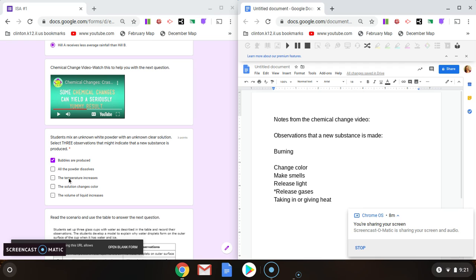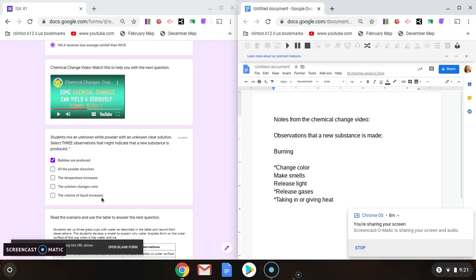And then the temperature increases. So that's something that we have on our list here, taking in or giving heat. So if the temperature increases, that means it's taking in or giving. And then the solution changes color. Well, right over here, we made in our notes, change of color is evidence that there is a chemical change.